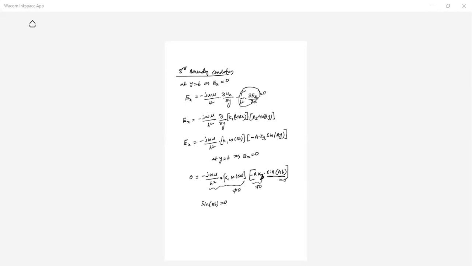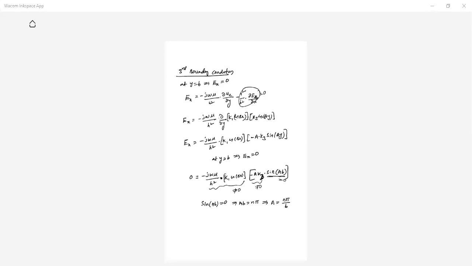So the product is 0 now. To make the product 0, all these are non-zero values, so sin ab is equal to 0. So we can write ab is equal to n pi, so capital A is equal to n pi by b. Capital A is equal to n pi by b.